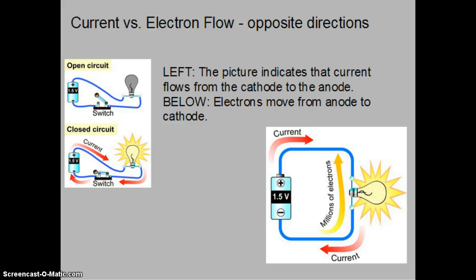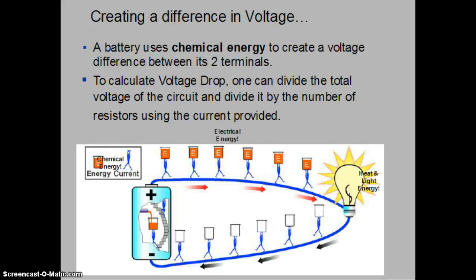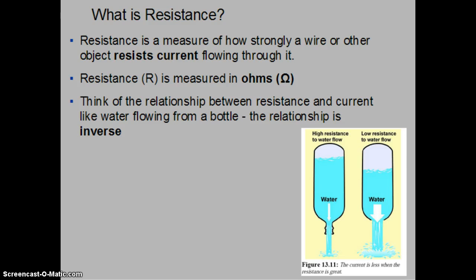Current versus electron flow, just a recap: current flows from cathode to anode, and electrons move from anode to cathode. This is just two different ways of viewing conventional versus the modern electron flow. Two different ways to describe what's taking place within a circuit or wires. A voltage drop, or difference in voltage: realize that current is considered to be moving from this direction. It's providing the energy to light this up, and then it's returning as it's just continuing the circulation or the movement here.